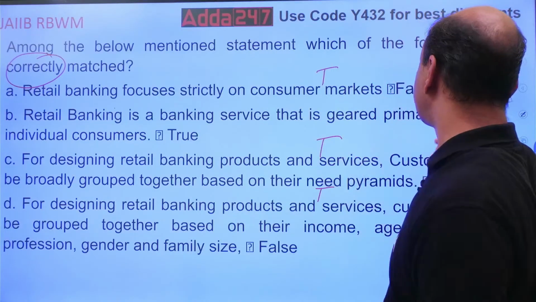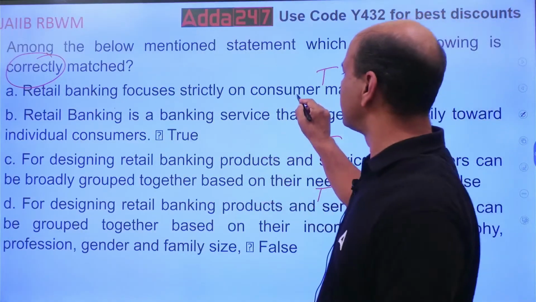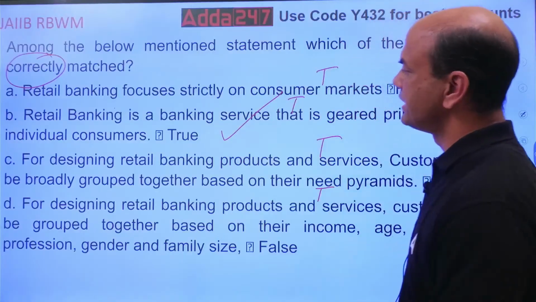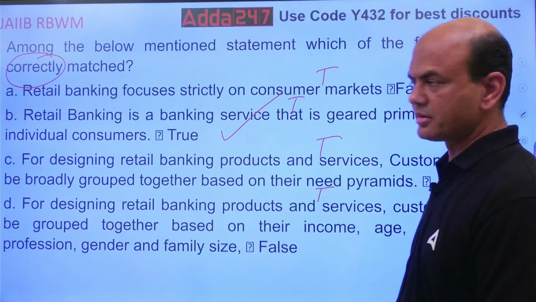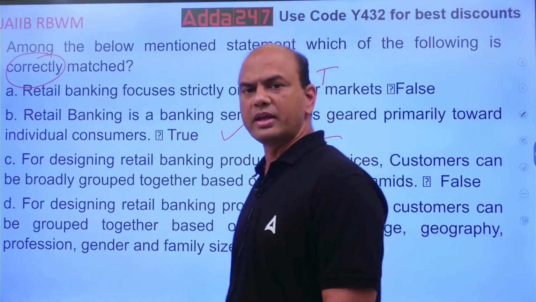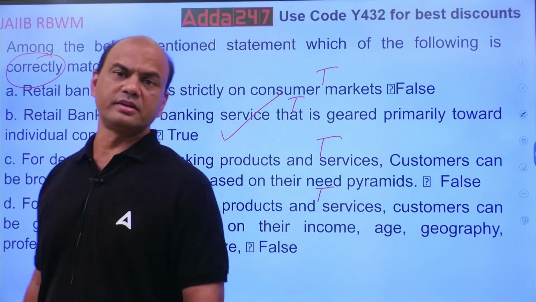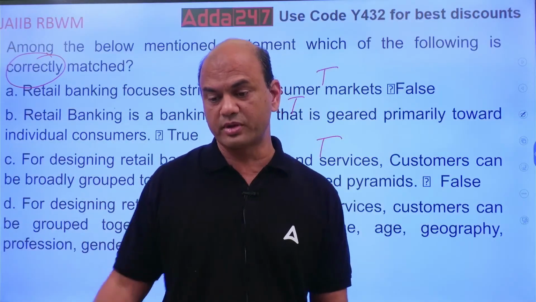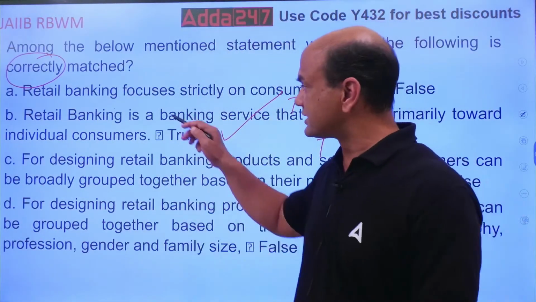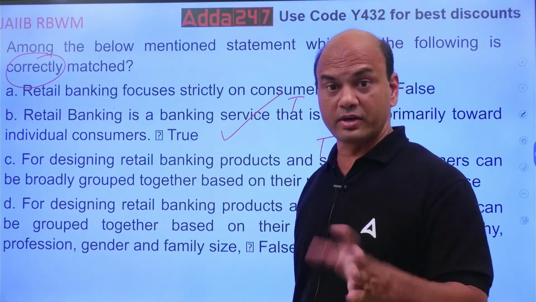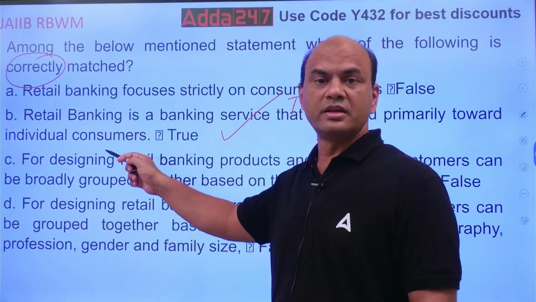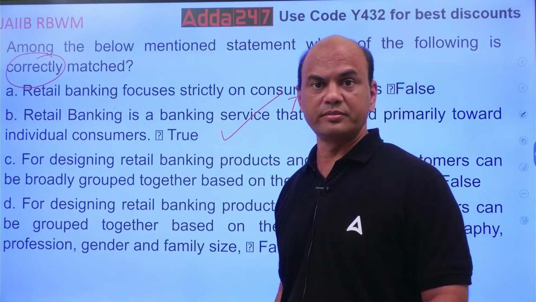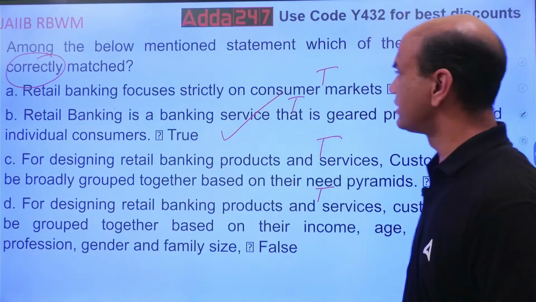Retail banking is geared primarily towards individual customers. Statement is true and option is true. B is the answer, isn't it? B is the answer. Retail banking is geared mainly towards individual customers, and the option is also given true. That is also important. Not only should the statement be true or false, whatever it is, if the statement is false, it should be false over here. Then also the answer is correct. Okay? Got it?